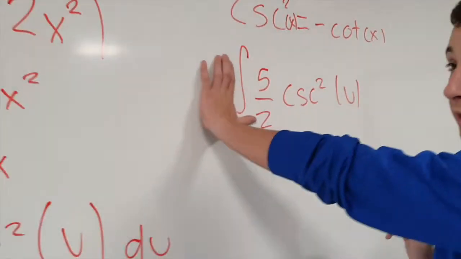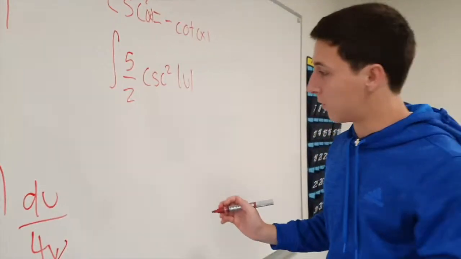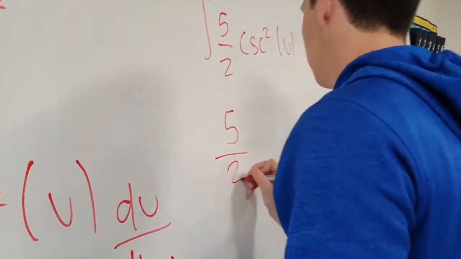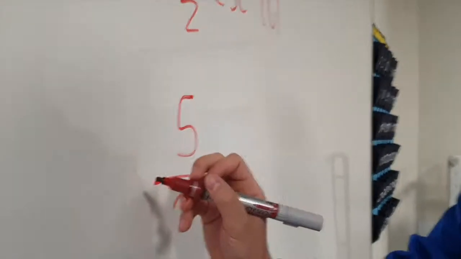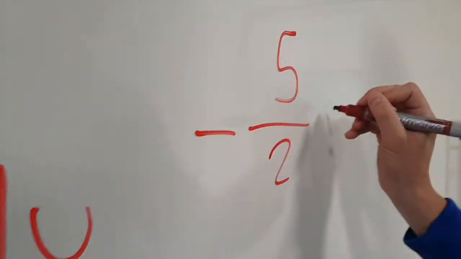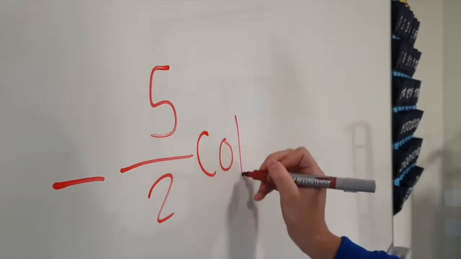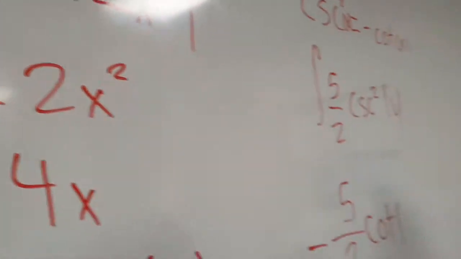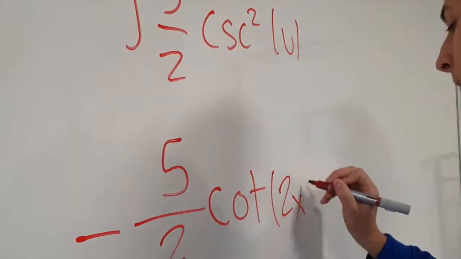So you take out the integral because you already found the integral, and your answer will be 5 over 2. You can put the negative here or here. I prefer to put it here. Negative cotangent of your x, of your u. I'm sorry, your u is 2x squared. It stays the same, 2x squared.